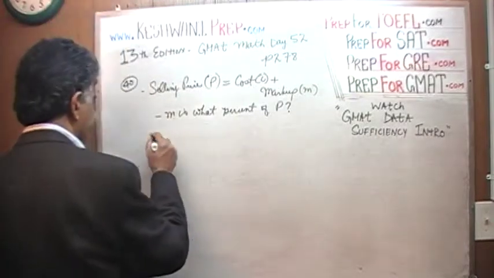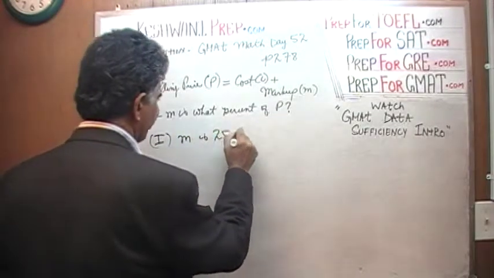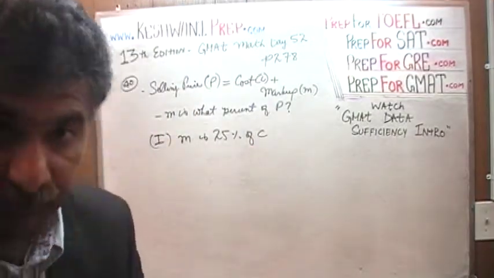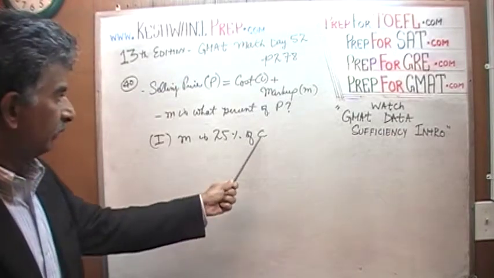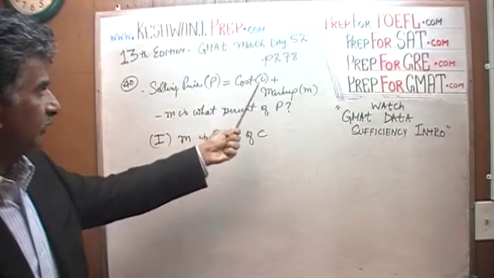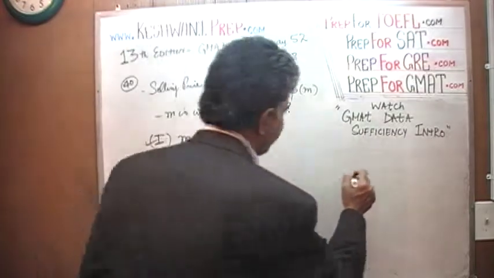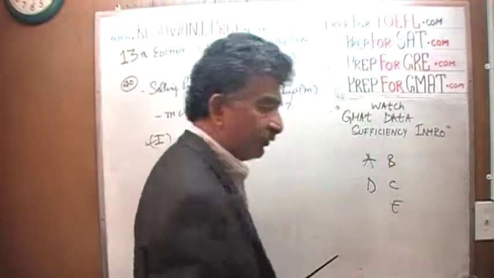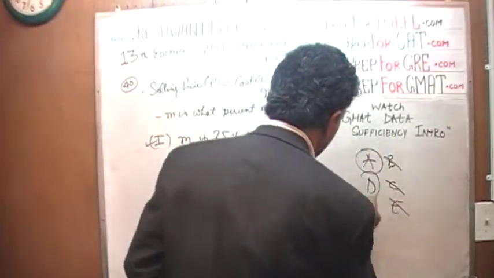Markup is 25% of cost. That clearly is enough information. If markup is 25% of cost, we can solve for cost in terms of markup, put it back in here, and we'll have our equation for P in terms of M, and we can figure out what M is in percent of P. The first statement is enough. A, D, B, C, E. Since the first statement is enough by itself, the answer cannot be B, C, or E. It's got to be either A or D.